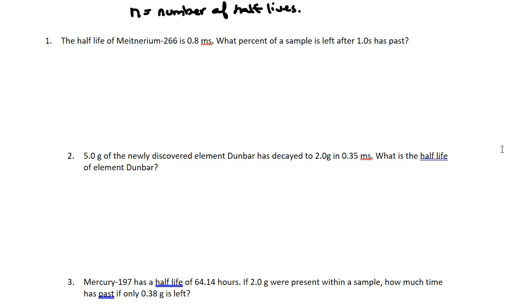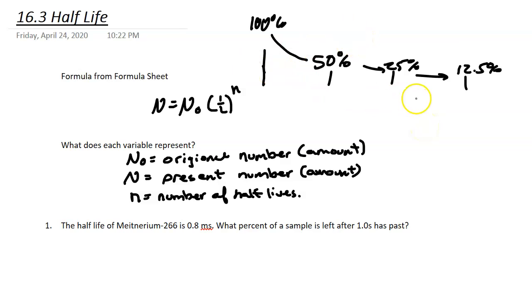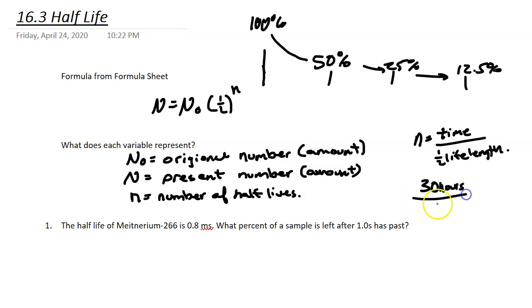Actually, before we look at examples, that n, the number of half-lives, is going to be the amount of time that's passed divided by the half-life length. For example, if 30 hours pass and the half-life is 8 hours, how many half-lives have occurred? Well, 8, 16, 24, and 3/4. 30 divided by 8 is 3.75 half-lives that have passed in 30 hours if the half-life is only 8 hours. Just a quick example there.